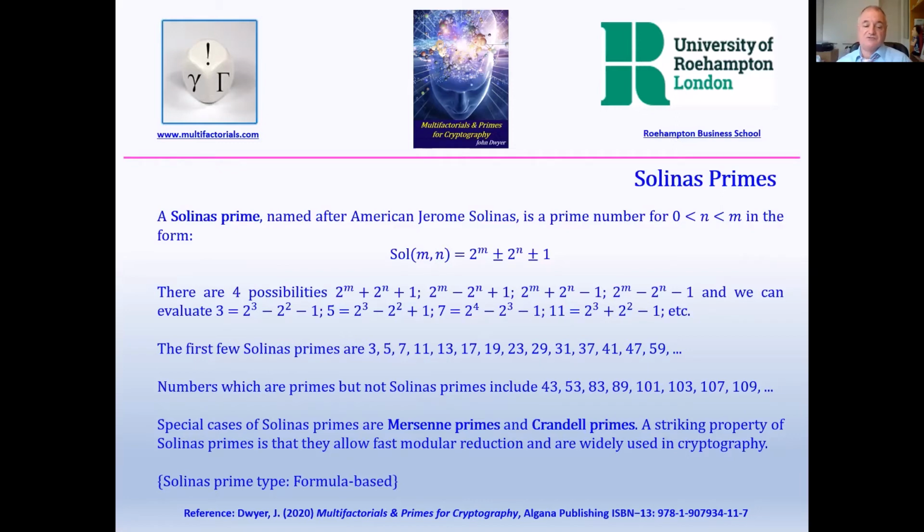A striking property of Solinas primes, well, there are several, but one is that when you take a decimal Solinas prime and convert it to base 2 binary, you get three digits which are 1. No matter how big it is, there are only three ones in the binary form of a Solinas prime. Solinas prime is formula based.